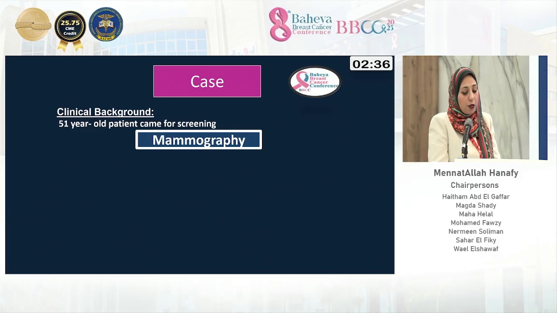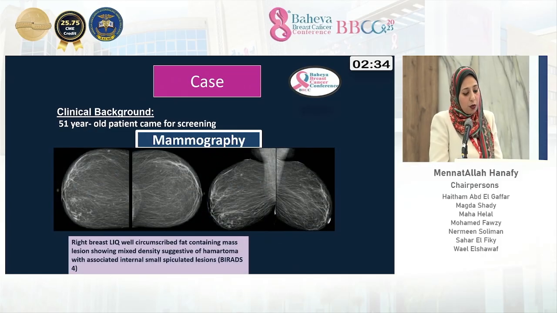51-year-old patient came for screening. Her mammography showed right breast lower inner quadrant well circumscribed, fat-containing mass lesion, suggestive of hamartoma with associated internal small spiculated lesions. So it was given by RAS-4.